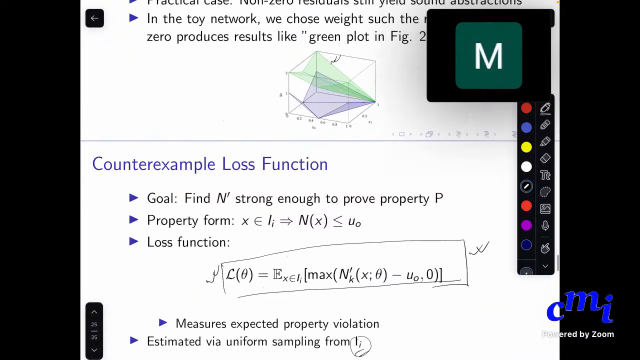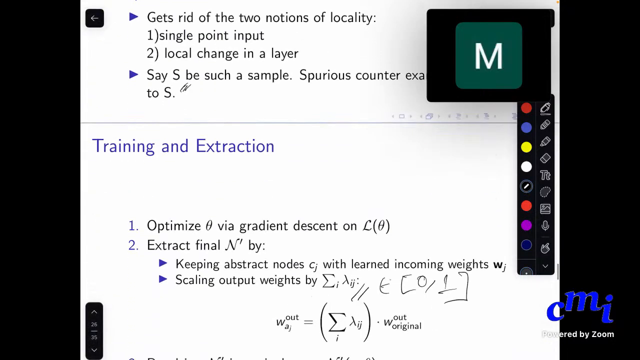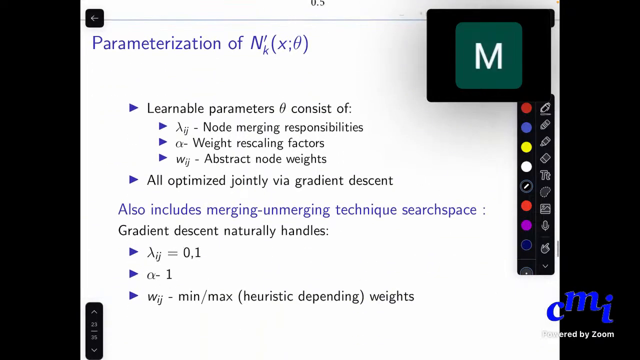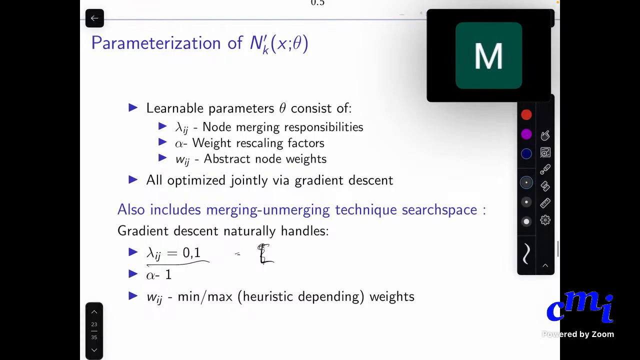We have this lambda ij. So we said that lambda ij, what is this doing? It is within the range of 0 to 1. Ultimately we get an optimized lambda ij for each of the concrete nodes to the abstract, the copy we had made.